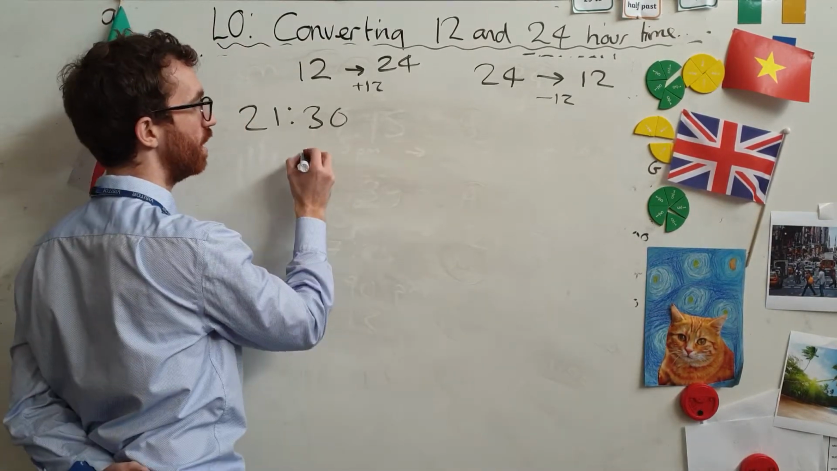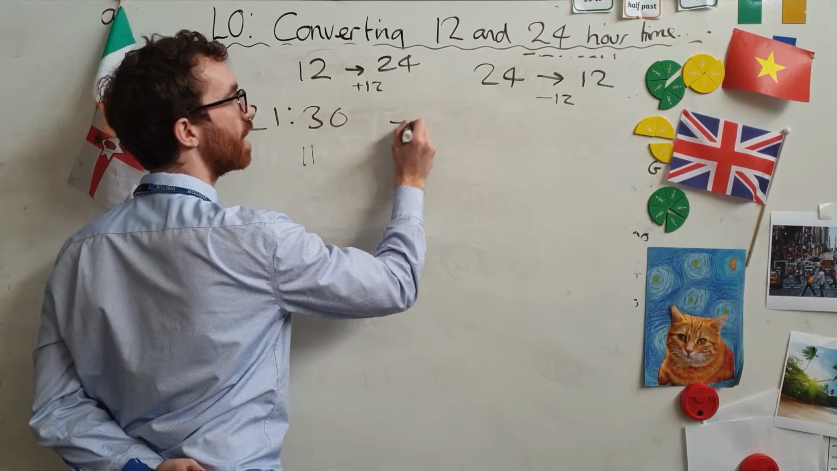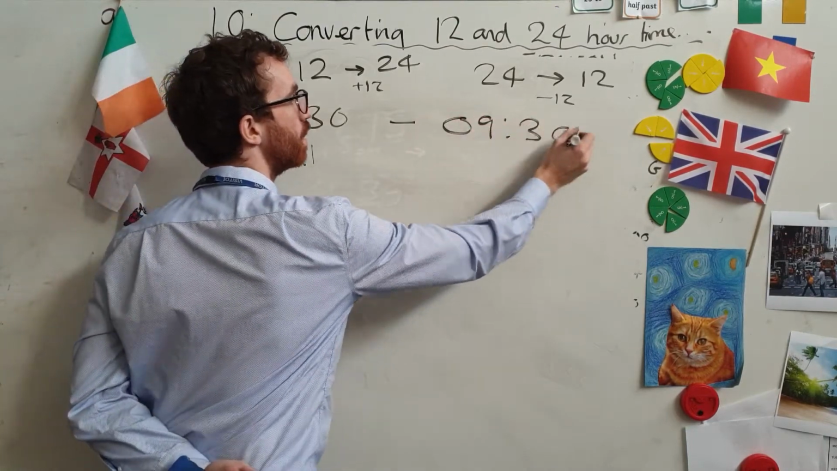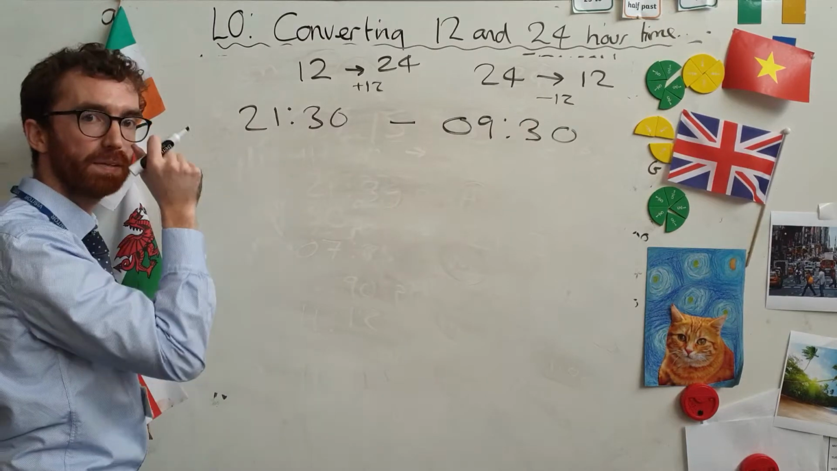21, take away 10 is 11, take away 2 is 9. This is 9:30. Right, let's convert this one.